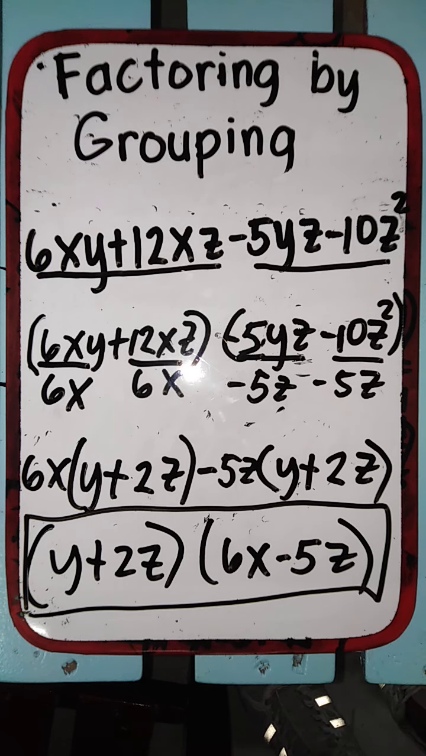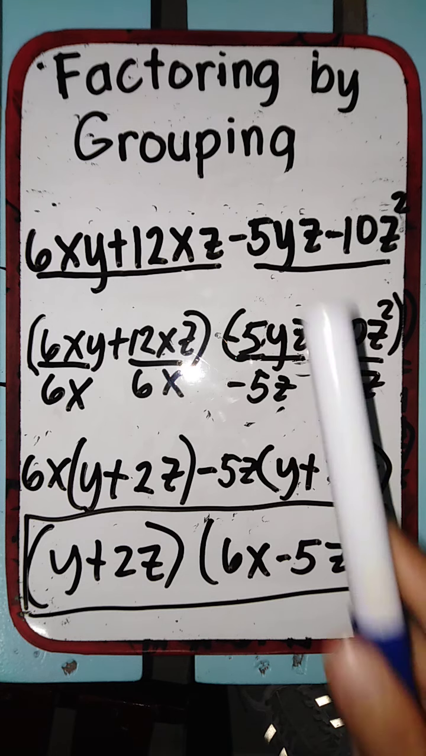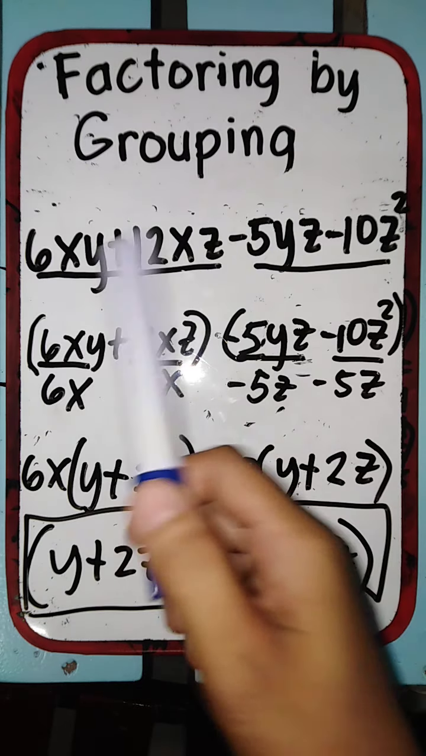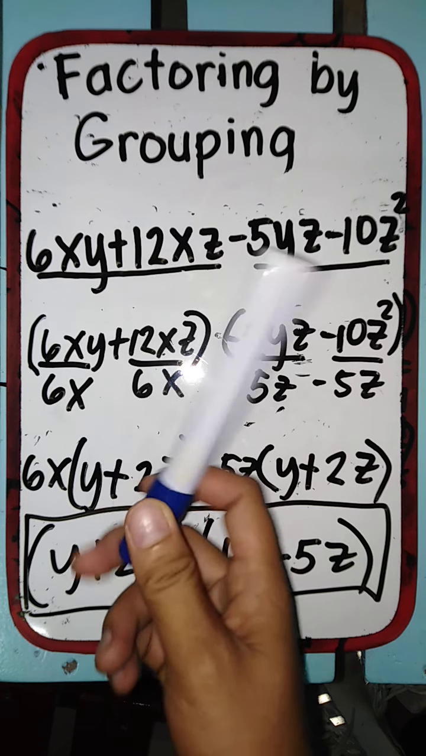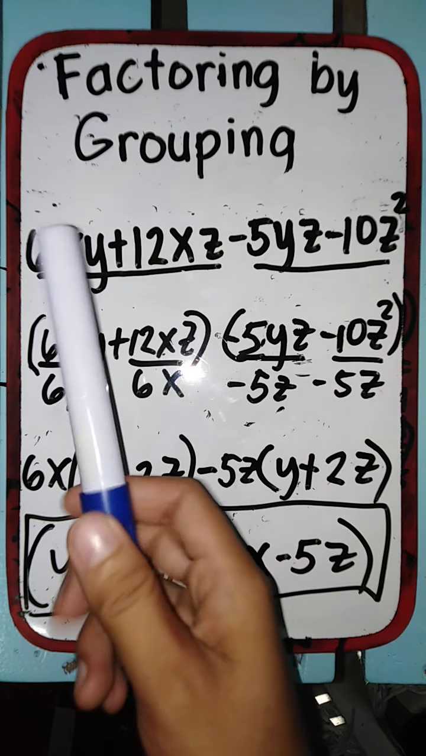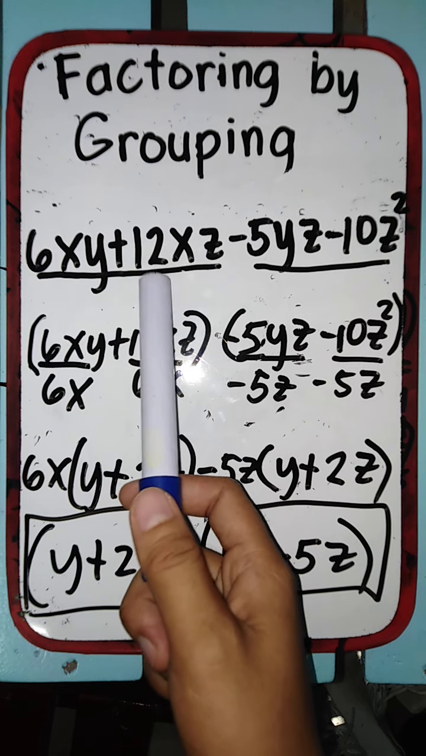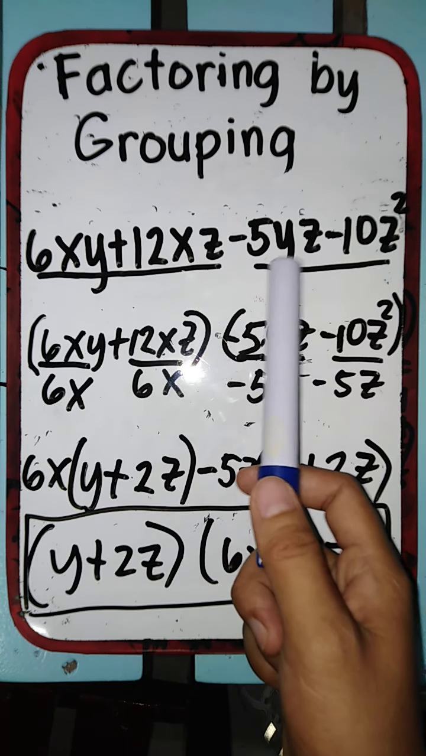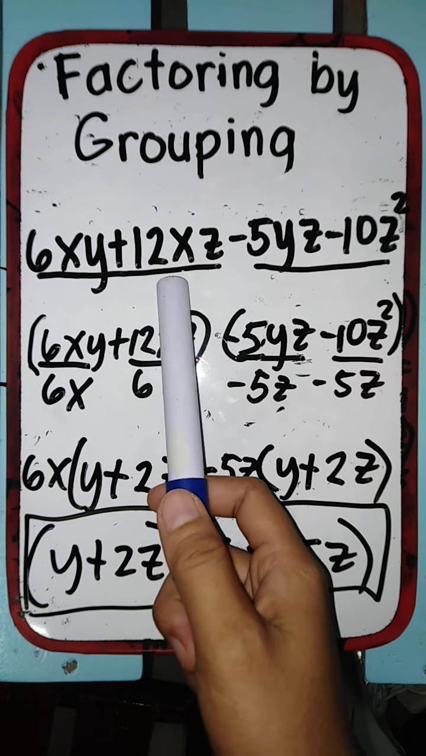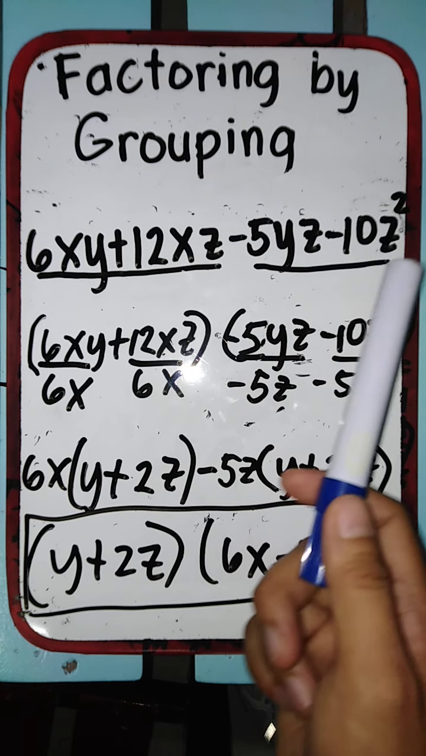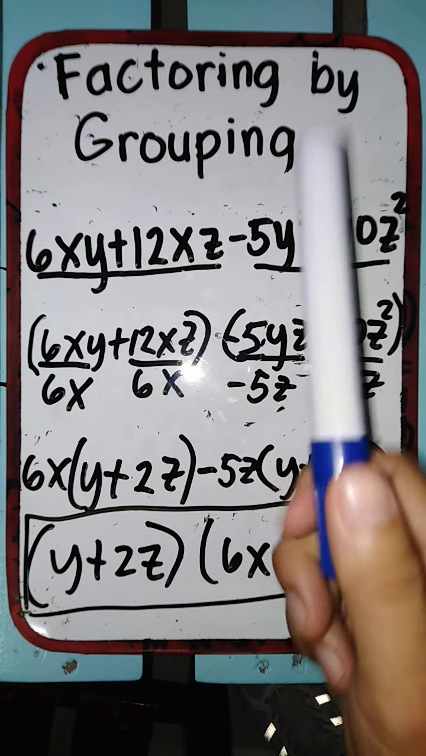Factoring by grouping. When a polynomial has 4 or more terms, common factors can sometimes be used in factoring by grouping. Like this polynomial, it has 4 terms. A 4-term polynomial: 6xy plus 12xz minus 5yz minus 10z squared. So it has 4 terms: the first term, second term, third term, and the fourth term. That's why we can factor this by grouping.